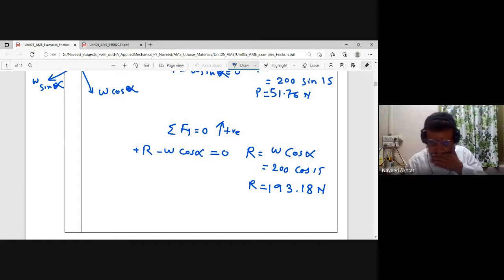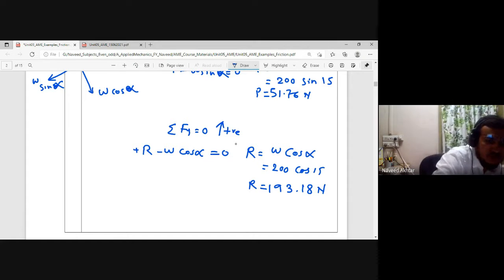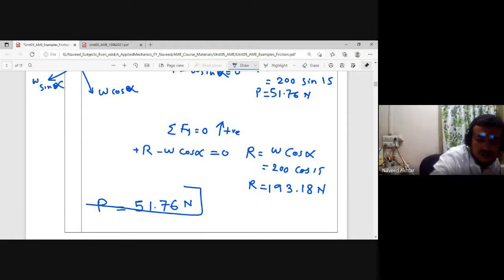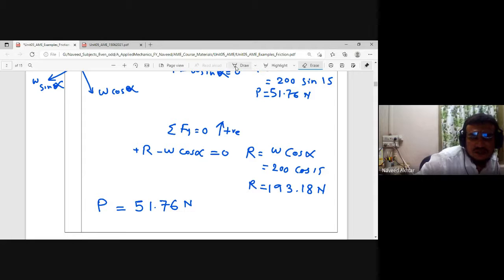So this you can find out. But here it only asks you to find the value of P. तो P ये हमको मालूम करना था, P हम लोग ने मालूम किया, the value of P is 51.76. So from this equation you can find out the value.